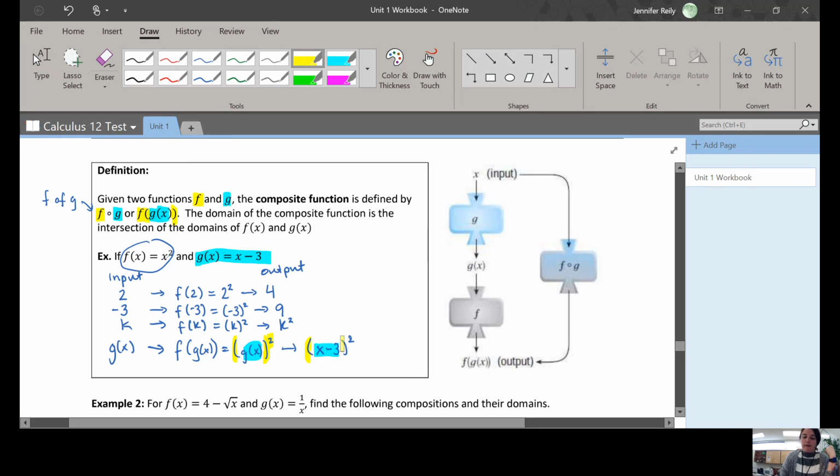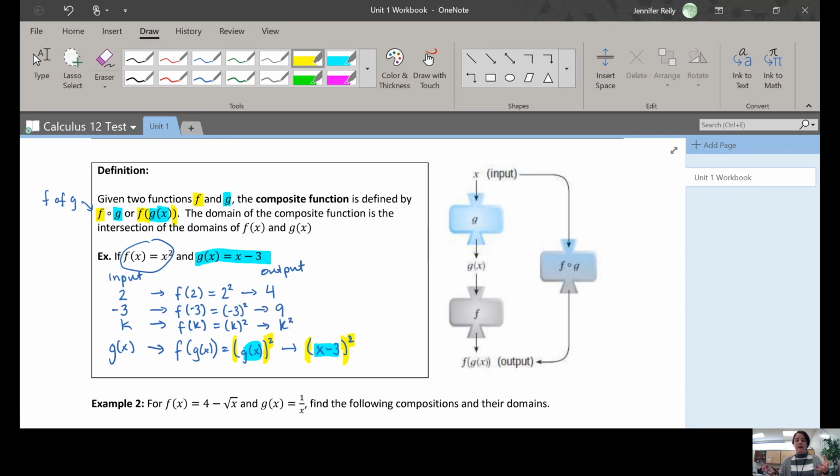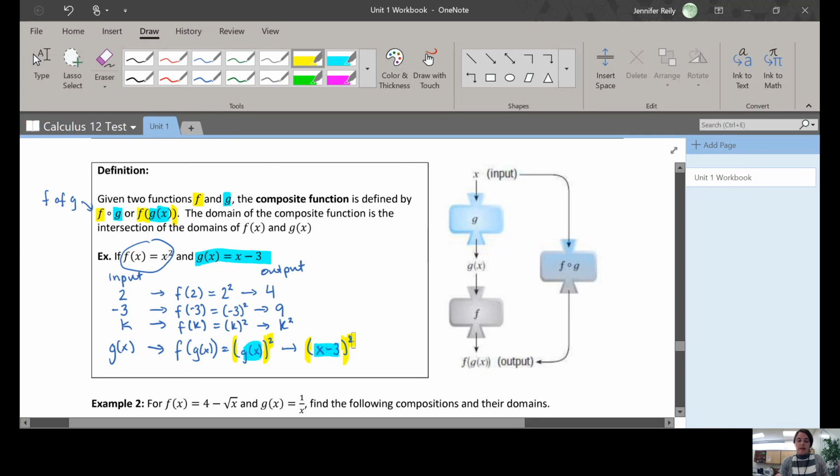So when you put a function into another function, what comes out as the output is not a number, it's just another function that's the composite of those two functions together. The outer part there is going to be the squared piece, that's the f of x part, and the inner part of your composed function is going to be the x minus 3. That's what we're going to be doing in this lesson: practicing putting functions inside other functions and then looking at their domains.